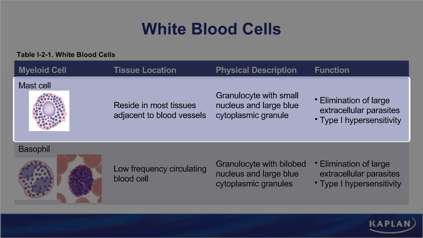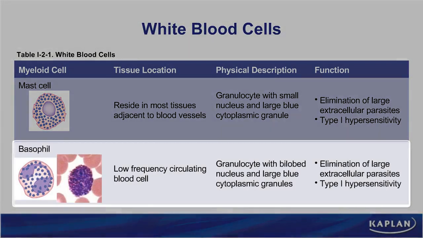Mast cells, like our eosinophils, participate in the elimination of extracellular parasites, which we don't have a lot of extracellular parasitic infections going on in the U.S. Rather, these mast cells, as well as our eosinophils, are typically going to be associated with our type 1 hypersensitivities or allergic reactions. Oh, last but not least, here's another one of my favorites.